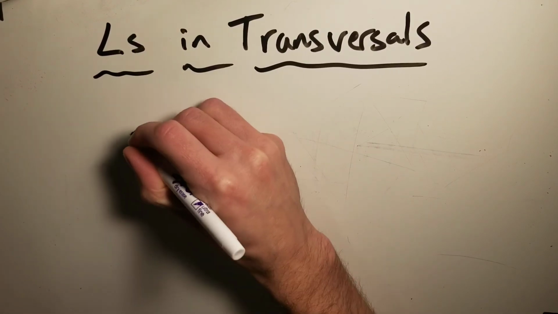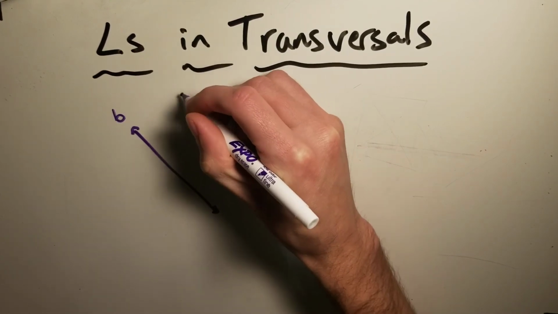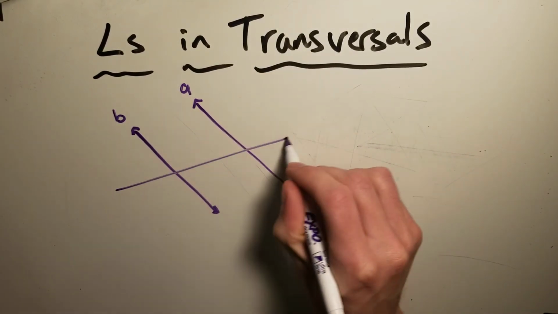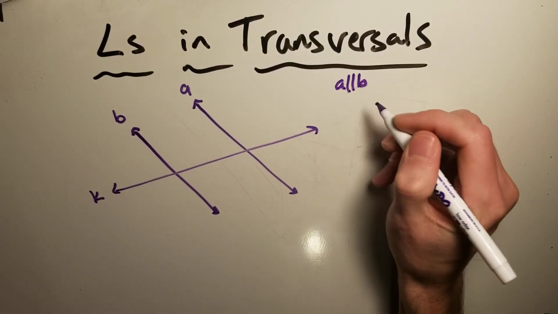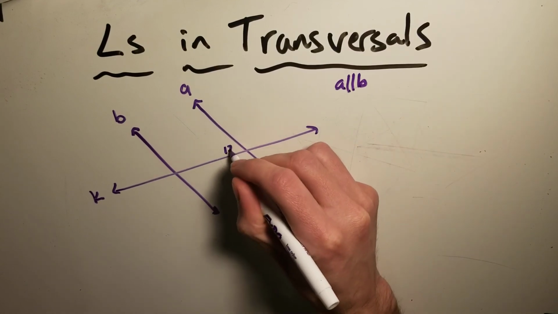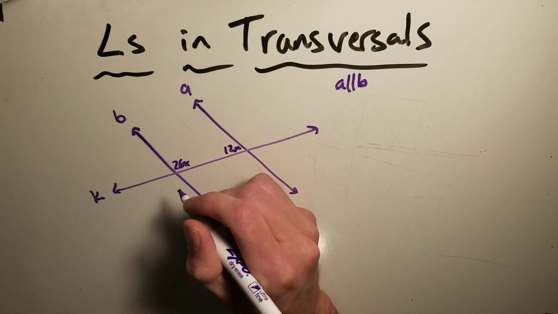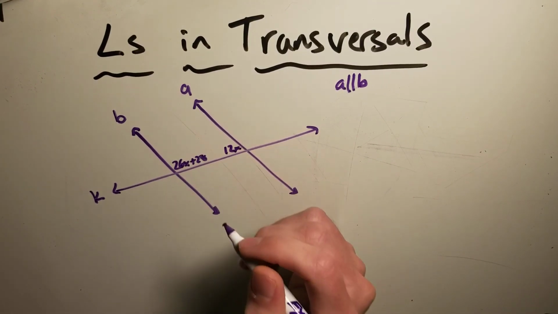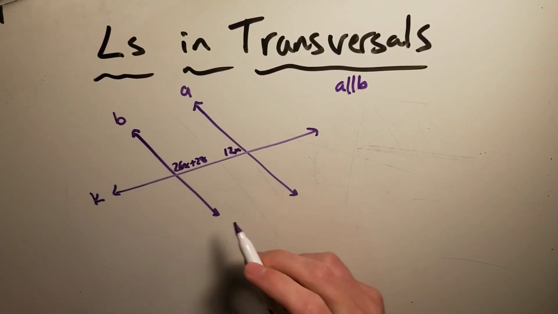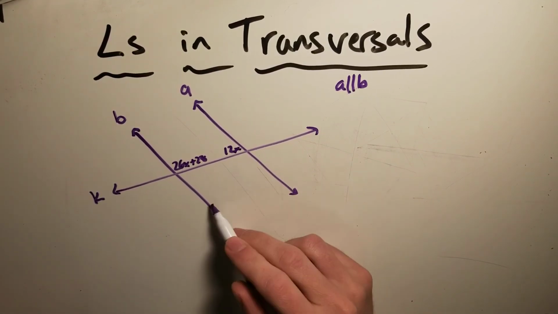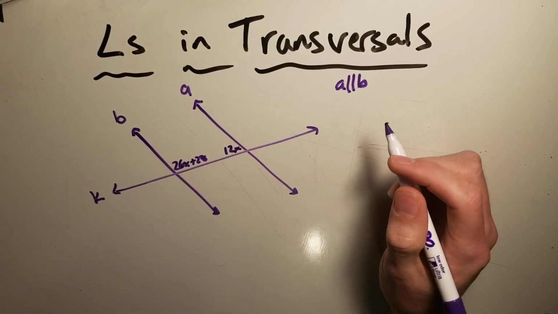So our yellow one here, we have line B, line A, and transversal K. Here's K coming through. And we are told that A is parallel with B. We are told this is 12x, and this is 26x plus 28. Alright, and the relationship between these two angles. So A and B, these are parallel lines. We have a transversal, so certain angles are going to be congruent.